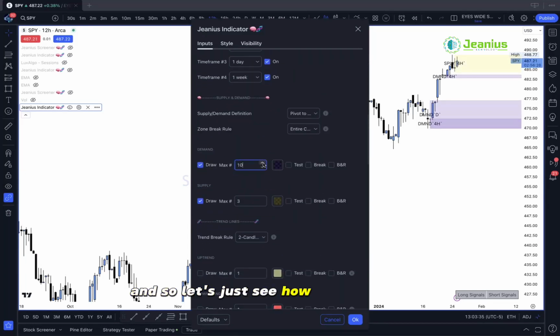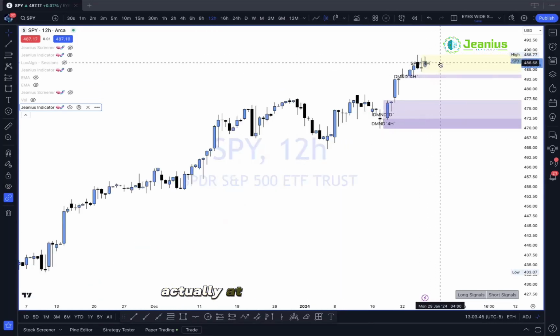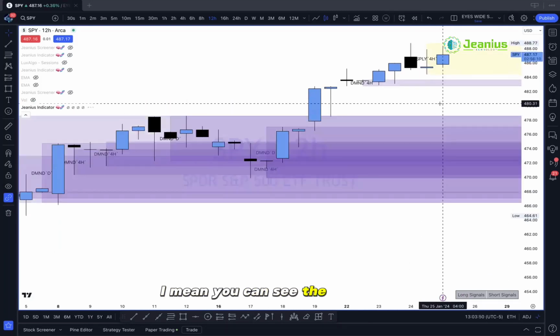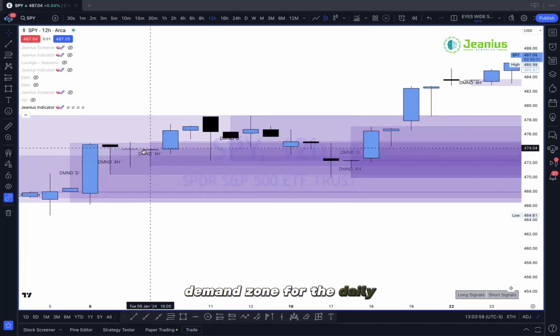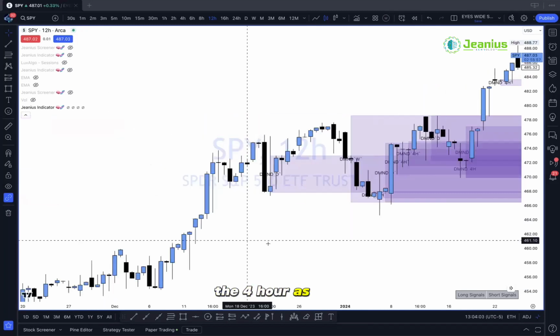Let's just see how crazy it can get. I'll do 10 demand zones and 10 supply zones. Also notice how price is currently at a 4-hour supply. You can see the title here where it says 4-hour supply. So you've got a demand zone for the daily, and you've got a lot of demand zones for the 4-hour as well.